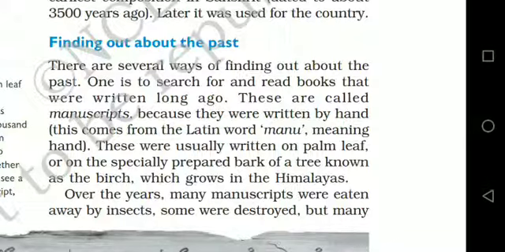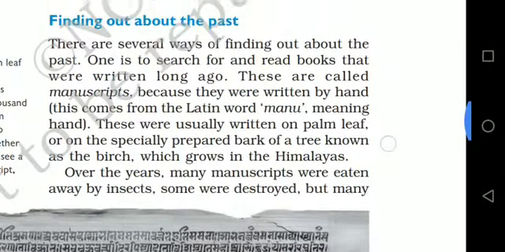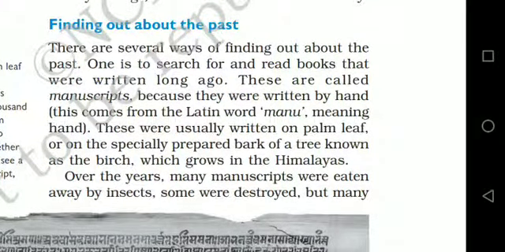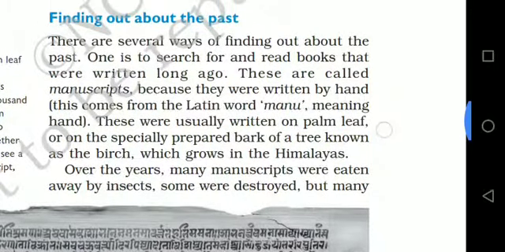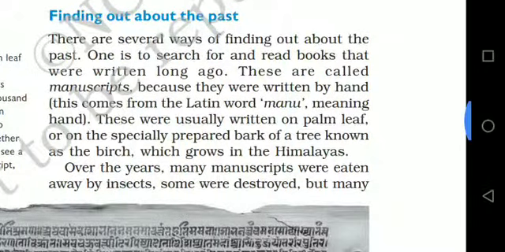Finding out about the past. There are several ways of finding out about the past. One is to search for and read books that were written long ago. So we also came to know about our past with the help of books and manuscripts. This is important. The books written in ancient times were also known as manuscripts.